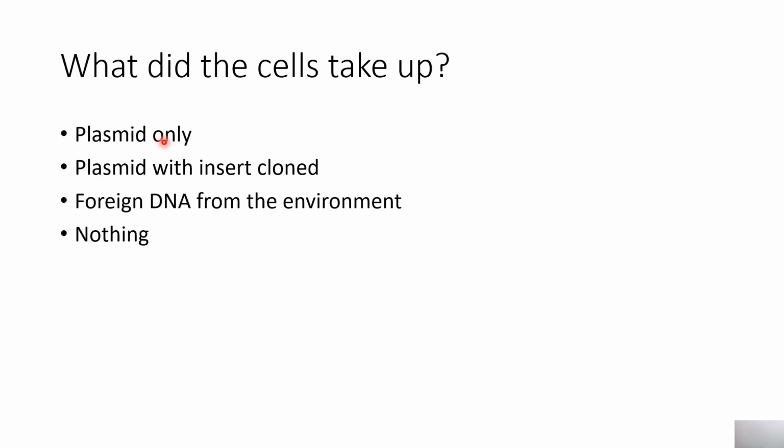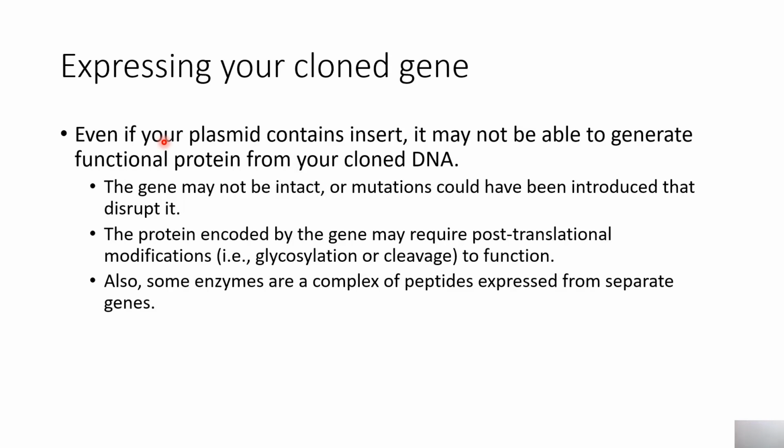So if you are trying to transform, cells can take up either plasmid only, which has no insert, plasmid with insert, foreign DNA from the environment, or nothing at all. So even if your plasmid contains your insert, it may not be able to generate functional proteins from your cloned DNA. So this gene may not be intact, or mutations could have been introduced that disrupt it, and the protein encoded by the gene may require post-translational modifications to function. Also, some enzymes are complexes of peptides expressed from separate genes.